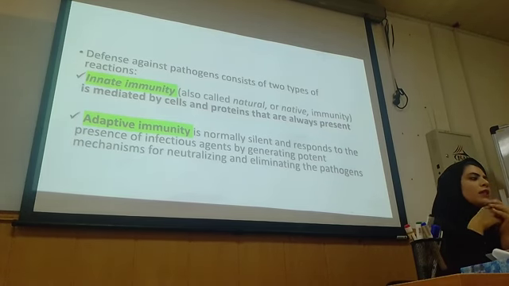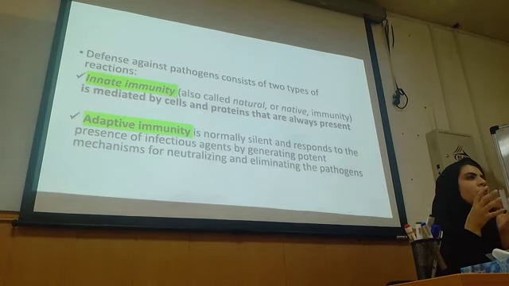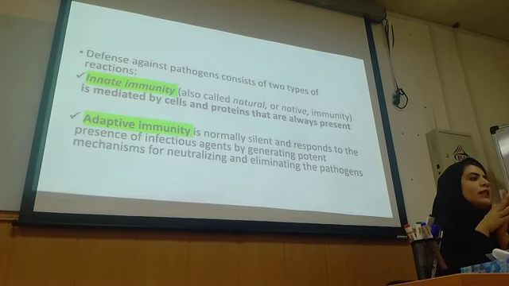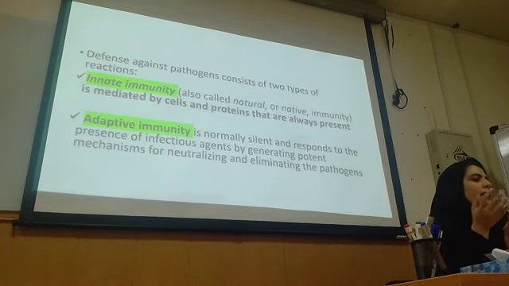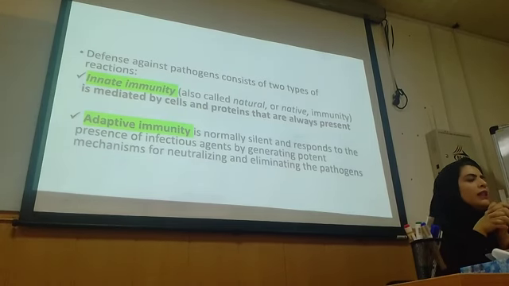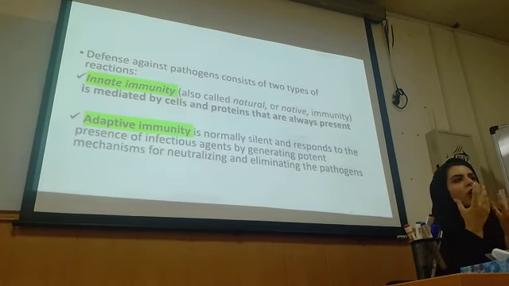Defense against pathogens consists of 2 types of reaction. We have 2 types of immunity. Innate immunity, which is also called natural immunity or native immunity, is mediated by cells and proteins that are always present. Okay? We also have adaptive immunity. What is adaptive immunity? It's normally silent in our body, and when we encounter an infectious process, the adaptive immunity is activated, generating potent mechanisms for neutralizing and eliminating the pathogen. So the innate immunity is always present in our body, and adaptive immunity is activated when we encounter the pathogen.